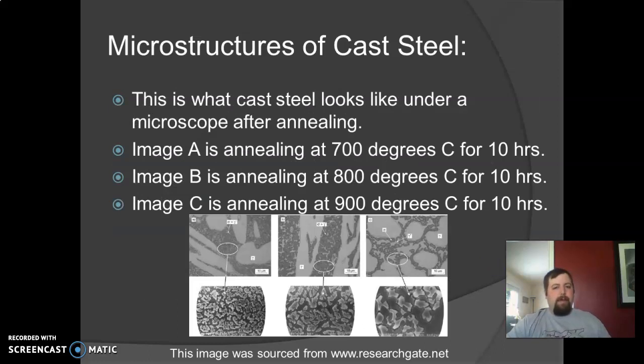This is the microstructure of cast steel. This is what cast steel looks like under a microscope after the annealing process. Image A, which is this first one here to the left, is annealing at 700 degrees C for 10 hours. Image B, that's this one here in the middle, is annealing at 800 degrees C for 10 hours. Image C, this very last one on the right, is annealing at 900 degrees C for 10 hours. This shows the effect of temperature on the size of the grains. You can see as temperature increases, so does grain size.